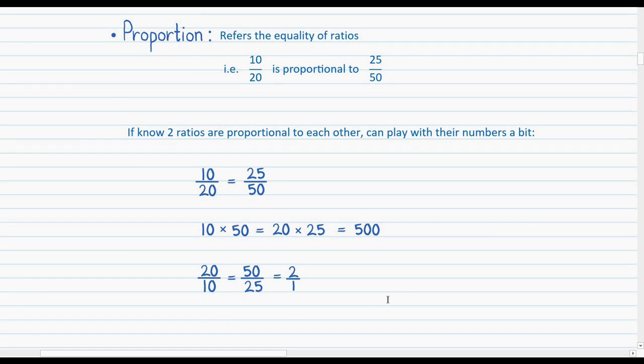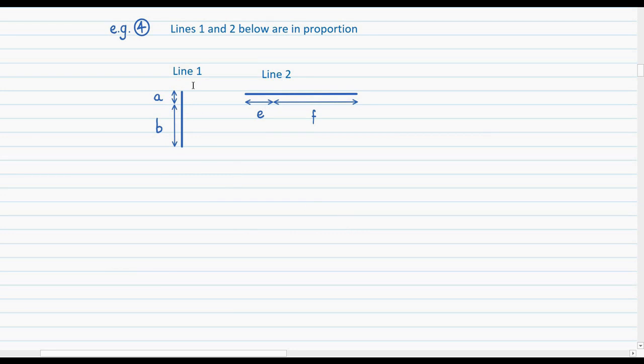It's just once we know two ratios are equal, we're allowed to apply basic maths rules to them. And you can use this in a bunch of ways. Let's apply it to the lengths of two lines, for example. So we have line 1 and line 2, and we're told that line 1 and line 2 are in proportion. From that, we can derive a bunch of information and equate a bunch of ratios.